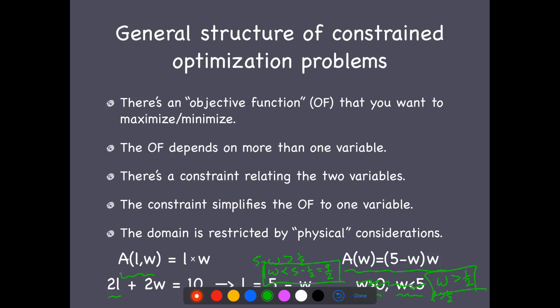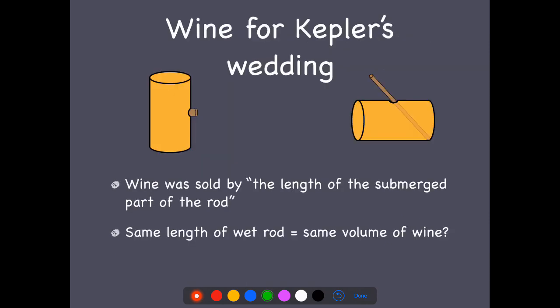Okay, so that's the general structure of a constrained optimization problem. We have an objective function we're trying to find a max or min of. We have a constraint that relates two variables, both of which appear in our objective function. We use that constraint to reduce it down to a one variable function, and we know how to do calculus on one variable functions. Okay, so let's do a little bit more of an involved example.